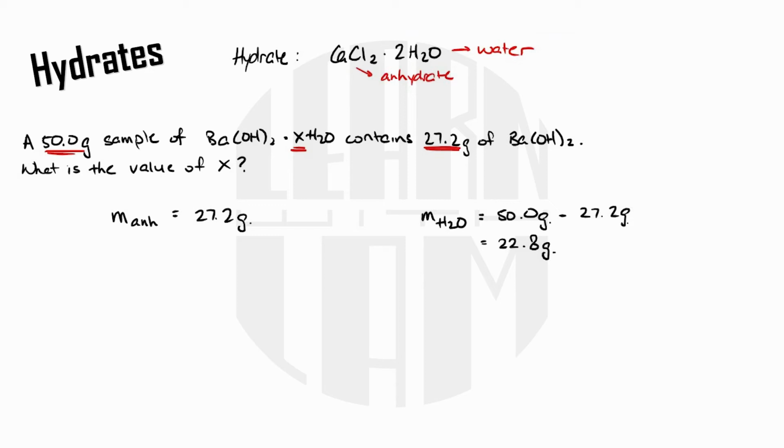Similar to empirical formula, we're going to set up our particles vertically, but notice that I'm listing the anhydrate and the water as opposed to each element individually. This is because we're looking for the ratio between the anhydrate and the water, and not the ratio between elements. So I'll divide each mass by its respective molar mass, and I'll show a quick sample calculation here.